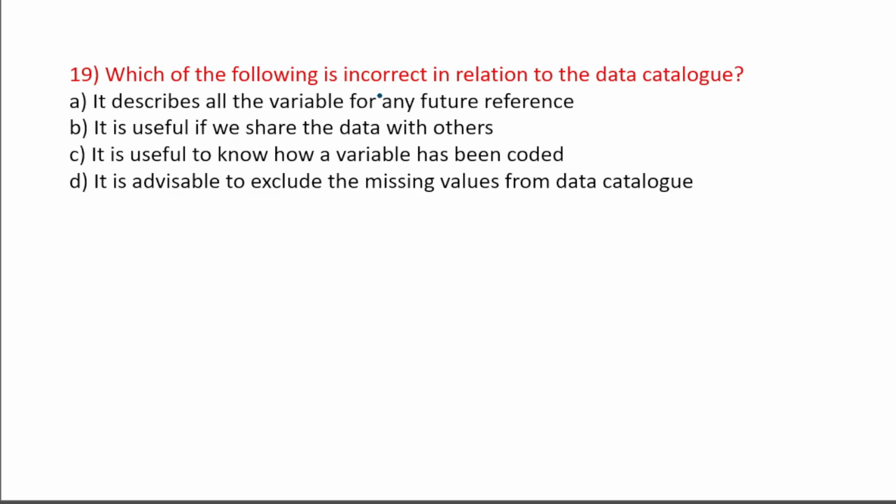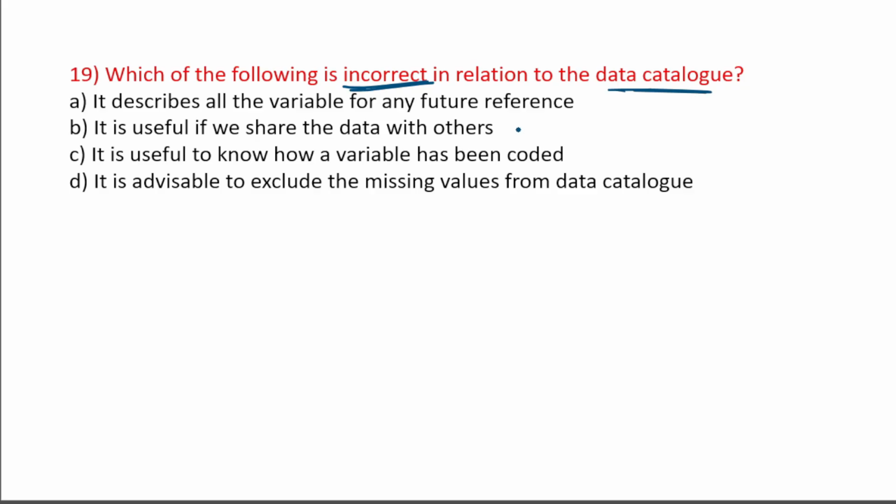Next question. Which of the following is incorrect in relation to the data catalog? That means three options are correct, one is wrong. Let us see the options. Option A. It describes all the variables for any future reference. B. It is useful if we share the data with others. C. It is useful to know how a variable has been coded. Or D. It is advisable to exclude the missing values from data catalog.